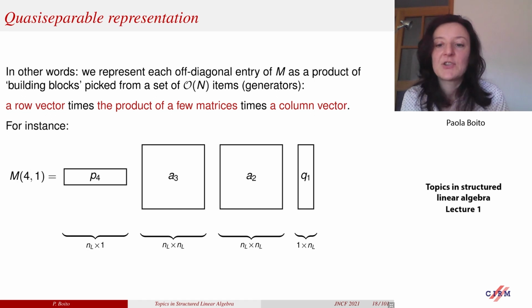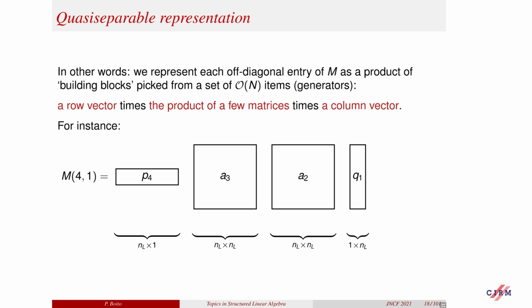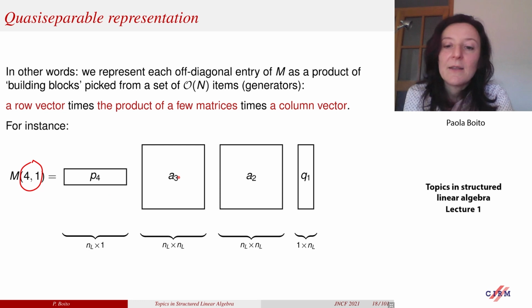Here's a picture that maybe explains better what I'm trying to say. Each off-diagonal entry is represented as a product of these generators, of these building blocks, taken from a set of O of n items. So a row vector times a few matrices times a column vector. So for instance, the entry of indices 4, 1 is represented as p_4 times a_2, so this is again R, right?